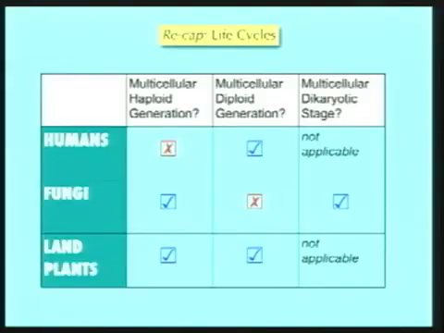Now, in all the land plants, and I also mentioned in the sea lettuce, Ulva, one of the green algae, which has independently evolved this life cycle from the land plants, we have multicellular generations that are both diploid and haploid. So we have this alternation of generations between diploid and haploid multicellular organisms of the same species.